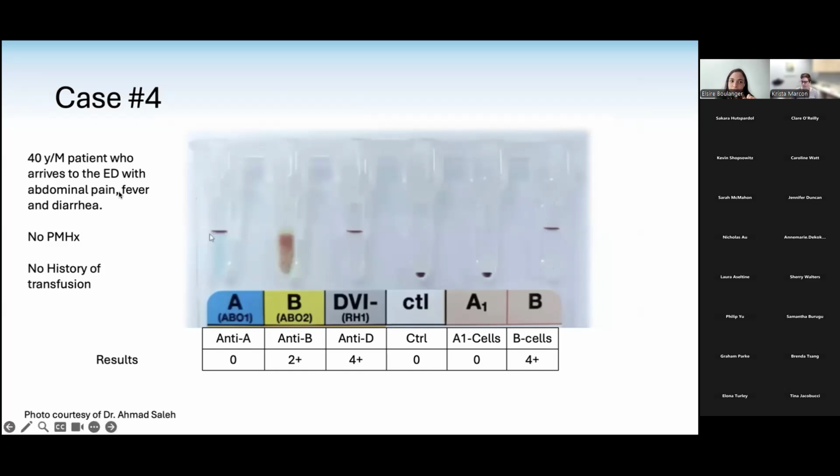But I have a clue. With the history, this patient arrived with abdominal pain, fever, and diarrhea, which is very suggestive of a gastrointestinal infection. And actually, this gel card over here is suggestive of an acquired B phenotype. In this case, the most likely blood type of the patient is A positive with an acquired B phenotype, which is a temporary change in the antigens of our red blood cells that happens with some gastrointestinal infections.